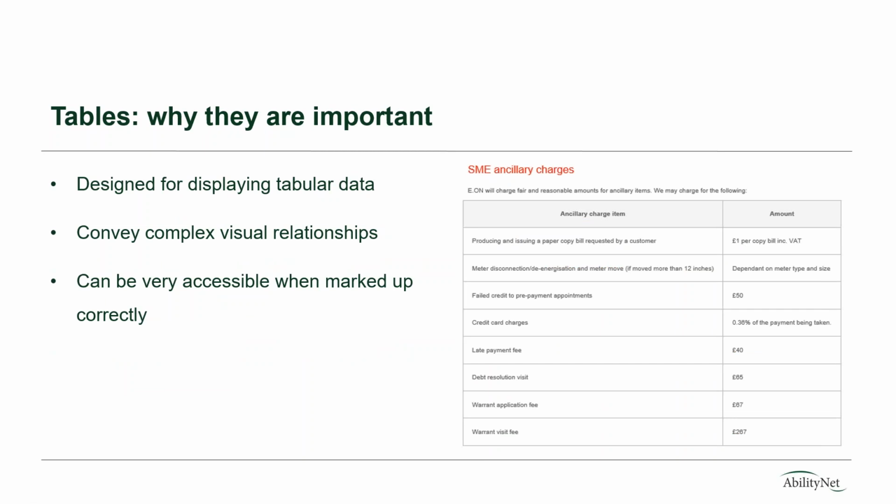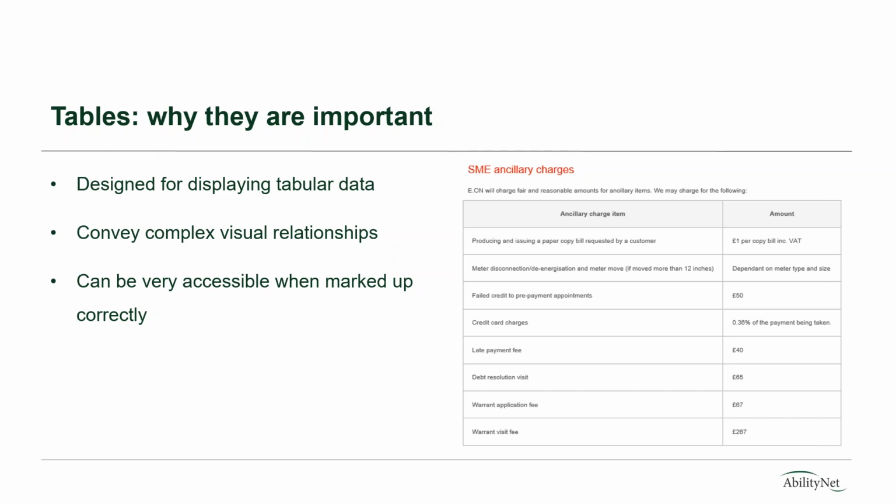So the third and final structural item I really wanted to talk about is tables. Tables are designed for displaying tabular data, as the name suggests. They can convey complex visual relationships programmatically, and they can be very accessible when marked up correctly. So here's one example from the Eon Energy website, describing some of the ancillary charges that might be added to a bill for various reasons.